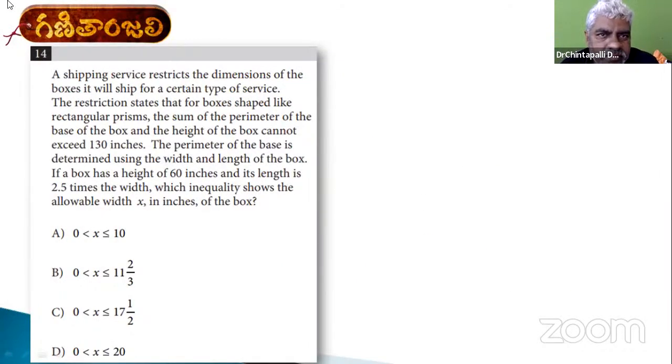A shipping service restricts the dimensions of the boxes it will ship for a certain type of service. The restriction states that for boxes shaped like rectangular prisms, the sum of the perimeter of the base of the box and the height of the box cannot exceed 130 inches. The perimeter of the base is determined by using the width.